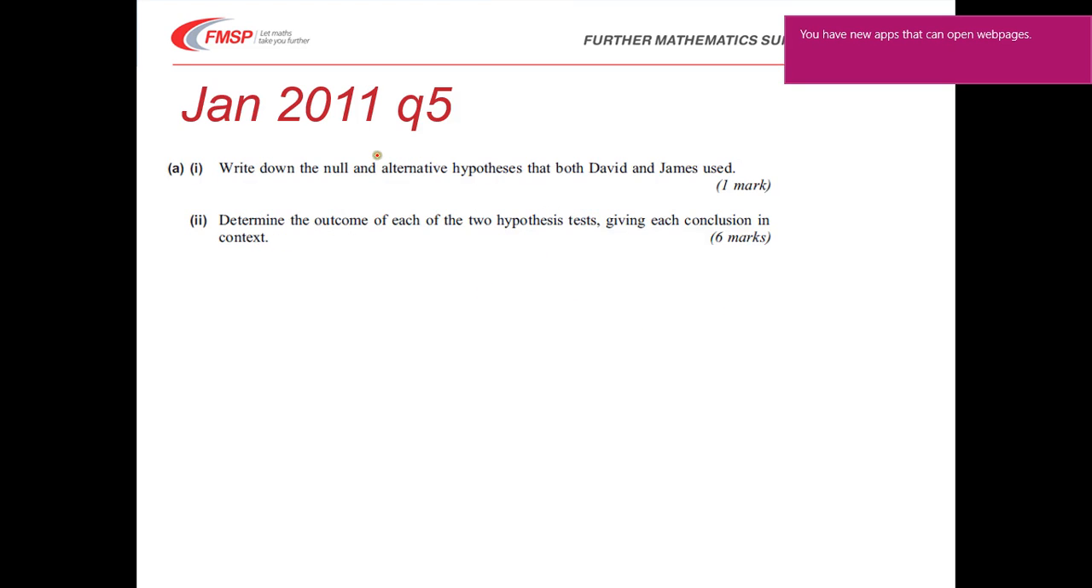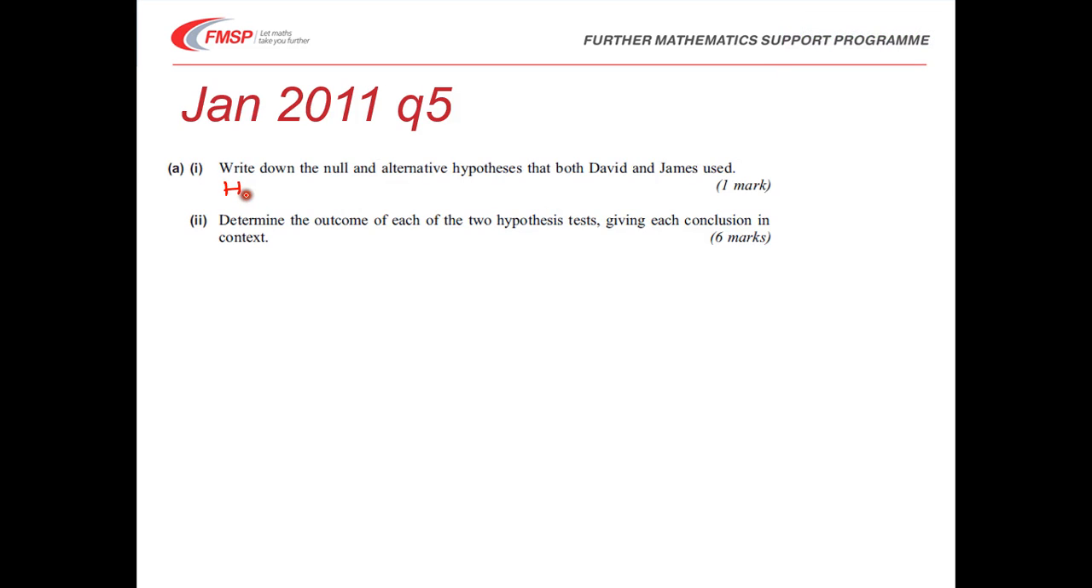So what we're asked to do first of all is to write down the null and alternative hypotheses. It's very important here, this is a parametric test, so we need to state the parameter. The parameter that we're looking at is the population mean, and we're testing to see whether the population mean is 165 or whether it's greater than that. That's what the question is asking us to do. It then says, determine the outcomes of each of the two hypothesis tests. The significance level really just depends on what critical values we're going to be using. It doesn't really do much more than that.